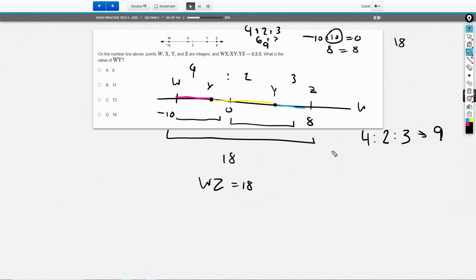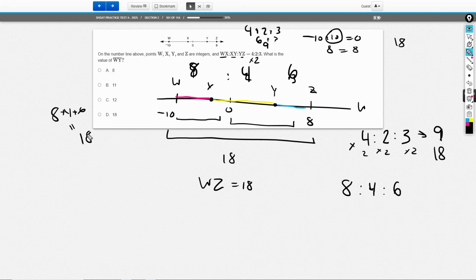But my actual total length is equal to 18, which means that the actual ratio of the distances here have to be 2 times what they're listed as in the problem. Because if I multiply each one of these values by 2, technically, I get 8 to 4 to 6. And if the ratio is actually 8 to 4 to 6, then 8 plus 4 plus 6 is equal to 18. Okay, so that means that the distance between W and X is 8.